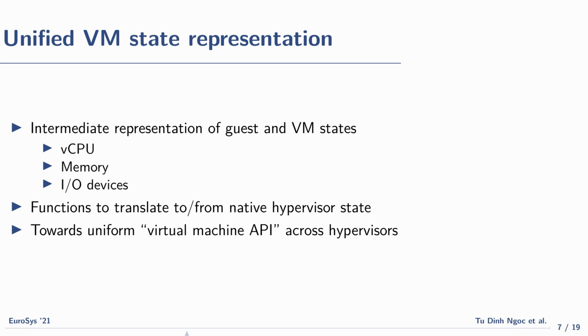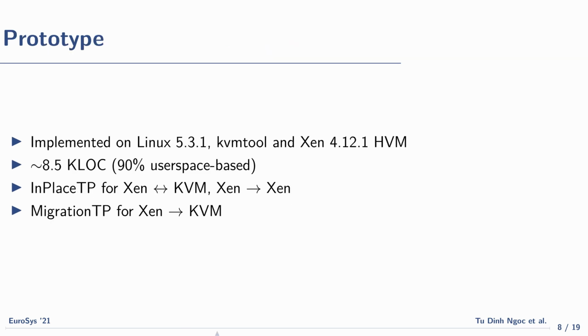And finally, we can extend this kind of representation into what you can call a unified virtual machine API that can be used by any guest kernel on any hypervisor. So for our actual implementation, we based it on Xen and KVM. For KVM, we focused our implementation on top of KVM tool, which is a lightweight utility for running virtual machines on top of KVM. Overall, we implemented HyperTP in about 8,500 lines of code, of which around 90% is based in user space. So this leads to a very flexible implementation that also minimizes the security impact of our solution.